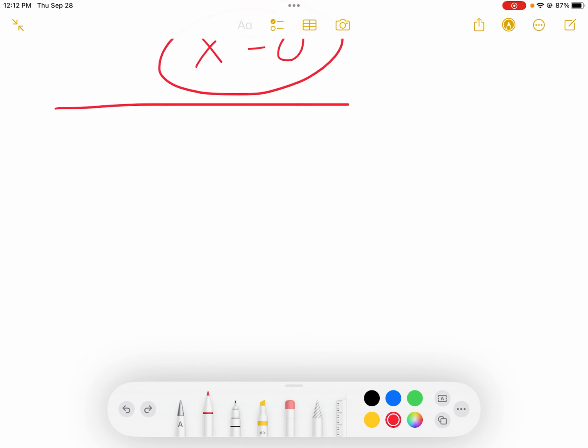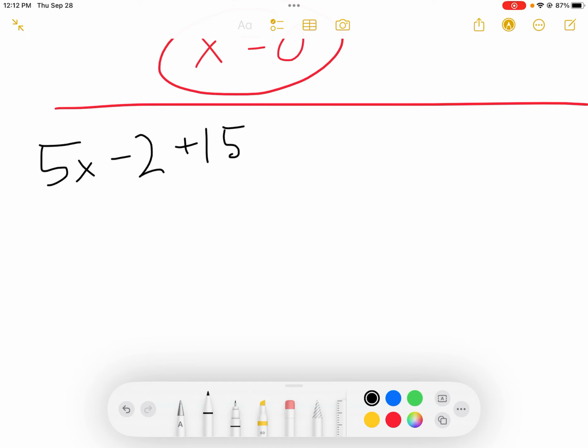Let's try a different one. One which hopefully doesn't end up being 0 in this case. Another one we can do is 5x minus 2 plus 15x minus 14 equals negative 10 plus 18x plus 2 plus 3x.